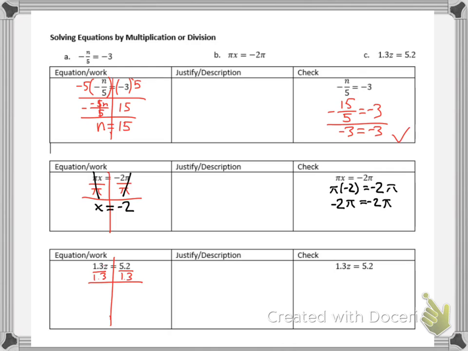1.3 divided by 1.3 is just 1, so I have 1z. 5.2 divided by 1.3 is going to be 4. So z equals 4. Checking my answer, 1.3 times, I'll just use parentheses for that multiplication, times 4 equals 5.2. 1.3 times the 4 equals 5.2. So it looks like we got the right answer. We got the number that fits in there.